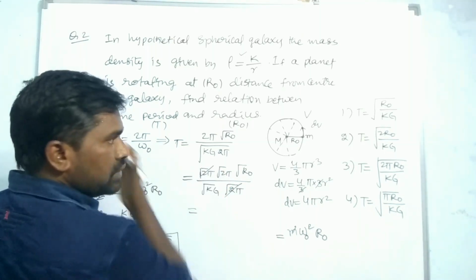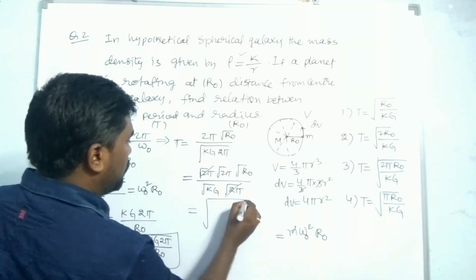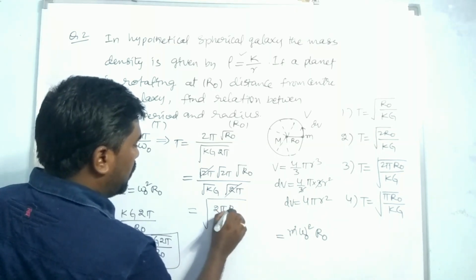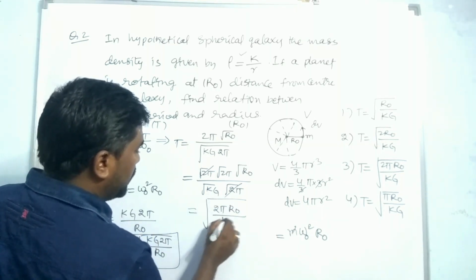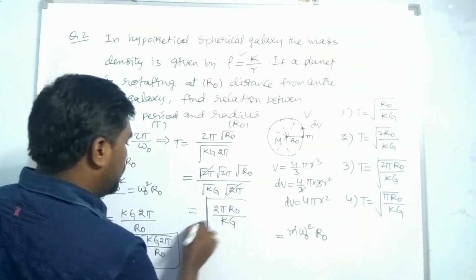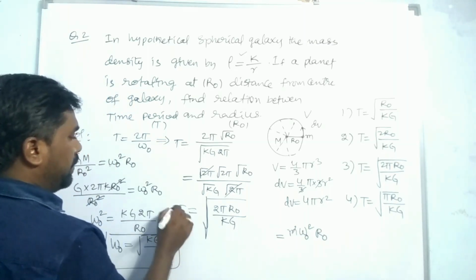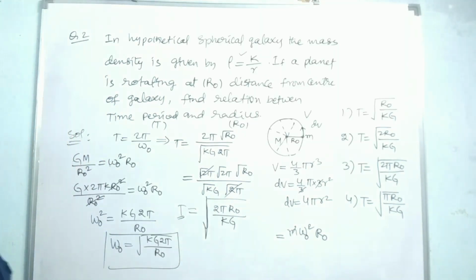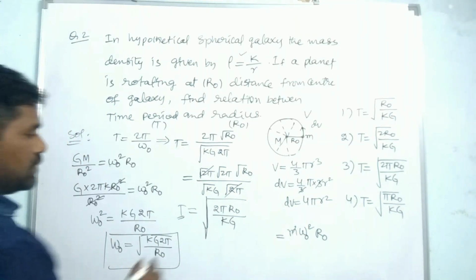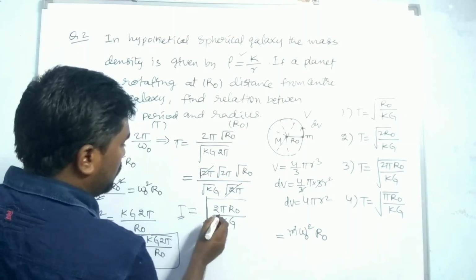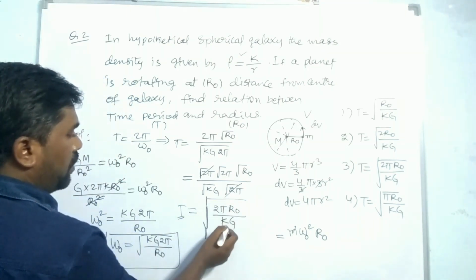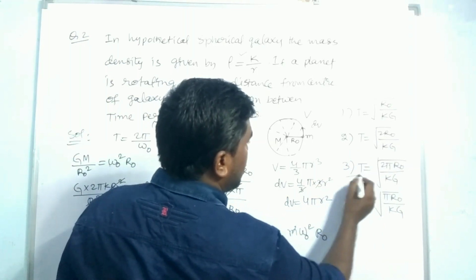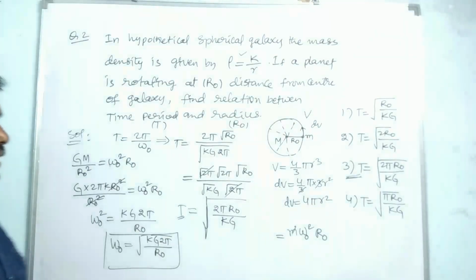It should be written as under root of 2 pi R naught by the remaining value, K G, under root. So this is the time period and this is the radius of the galaxy. So T is equal to under root of 2 pi R naught by K G. The third option is the right answer here.